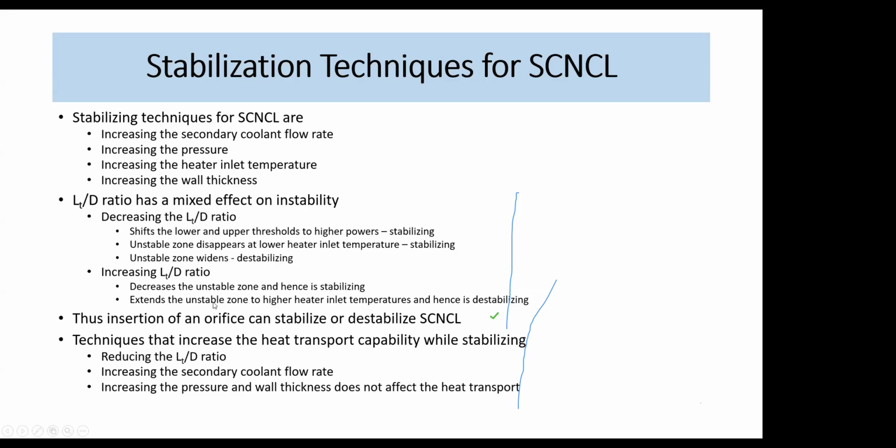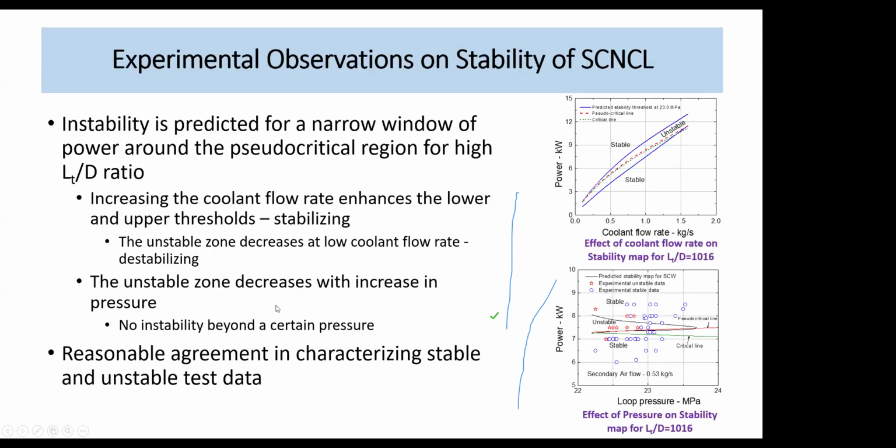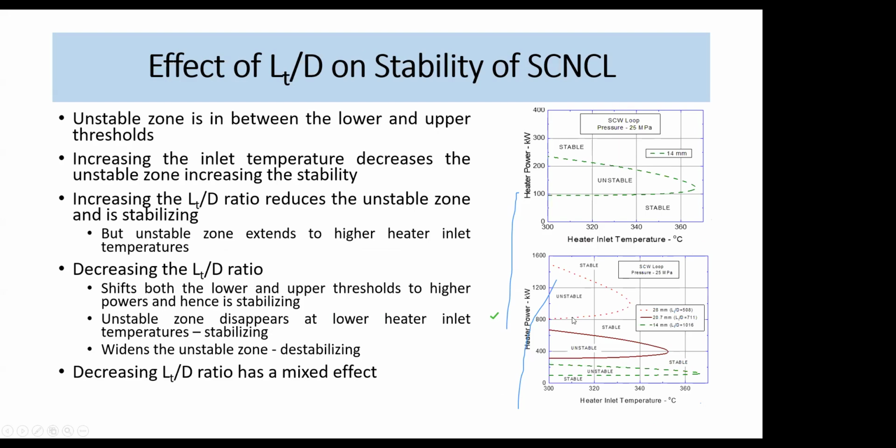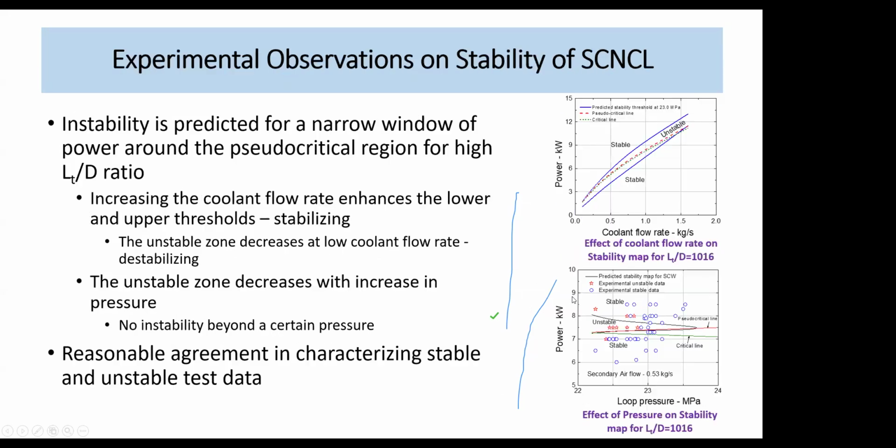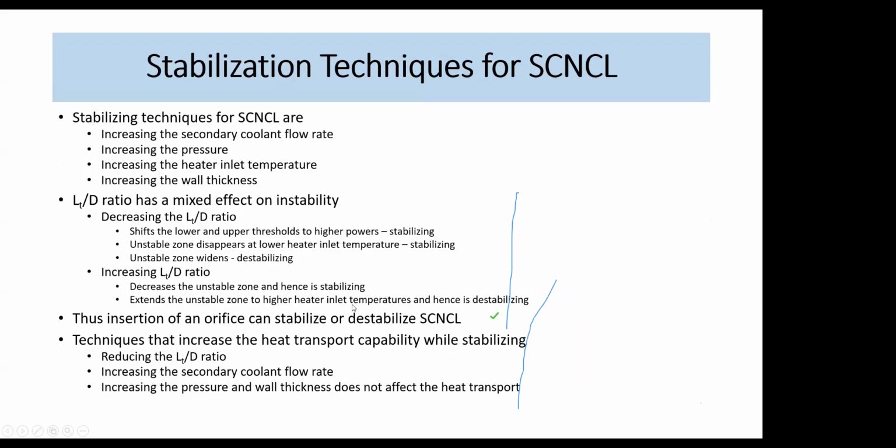What is happening is, if you lower the L by D ratio, you are coming to lower and lower pressure. The unstable zone comes to lower and lower power. So at higher power, it is always stable. In that sense, it is stabilizing. But the L by D ratio also widens this unstable zone. In that sense, it is destabilizing. So it has got two effects, so a mixed effect.